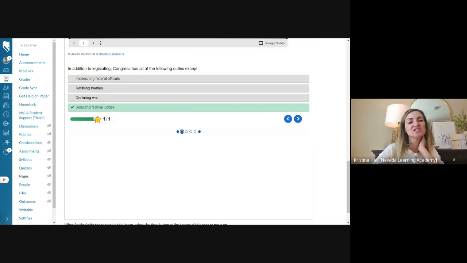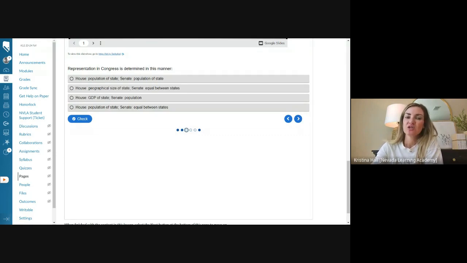In addition to legislating, Congress also has all the following duties except. So they can impeach federal offices. So if a judge or a president, somebody's out of line, they have the authority to get them in trouble. They ratify treaties. They declare war. They do not select federal judges. That's the one thing they don't do. The president selects federal judges. Now, the Senate approves them, but they don't select them. So they have to choose from or approve what the president puts in front of them or reject what the president puts in front of them and the president finds somebody else.